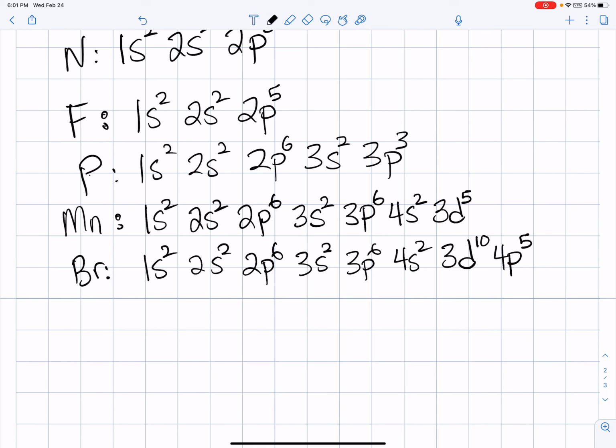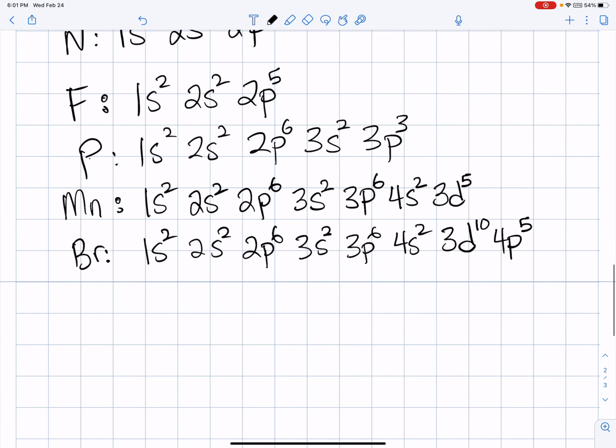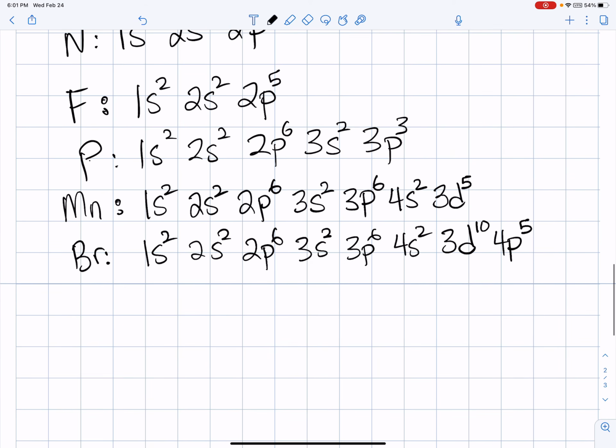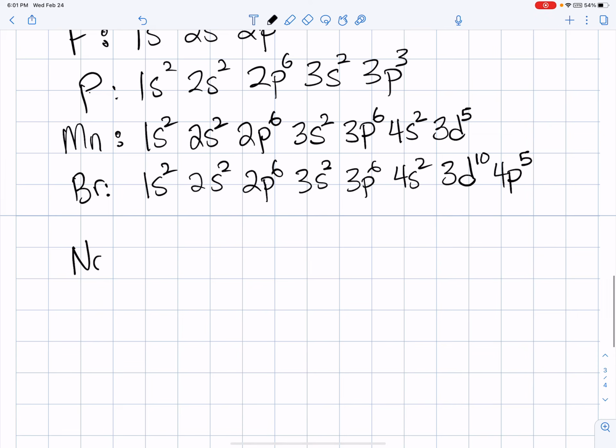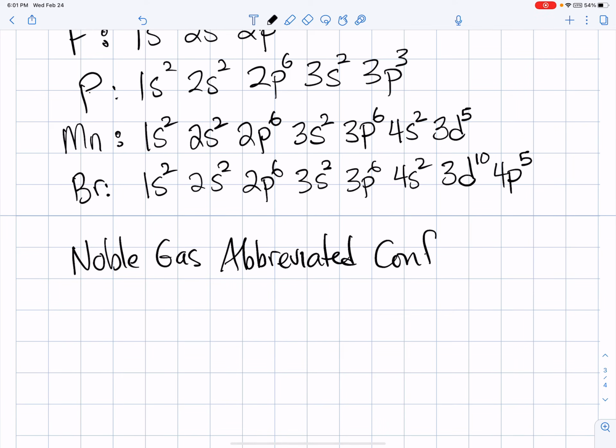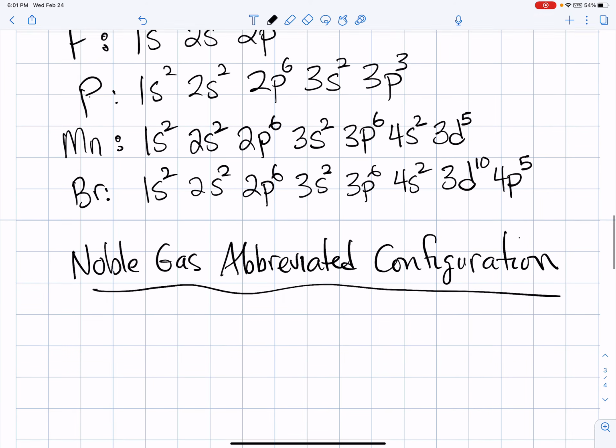All right? Now that is kind of getting tedious. They're very long when you get to larger elements. There's a shortcut. So if you're asked for the full electron configuration, that's what you need to write. But we can also write what's called a noble gas abbreviated or shortened configuration. So this is a shortcut. We won't have to write everything we just did.